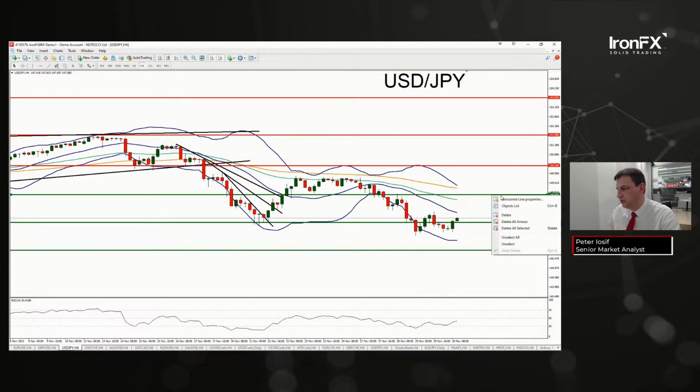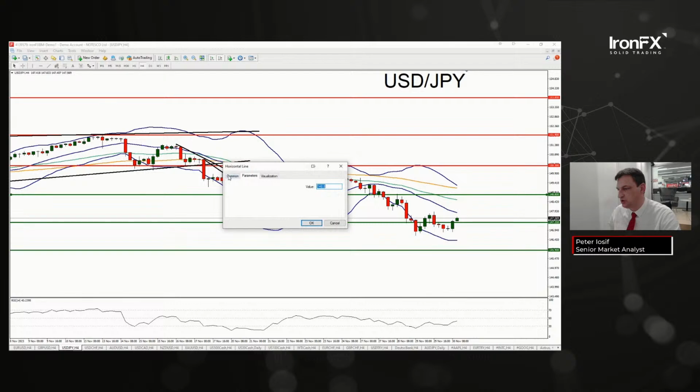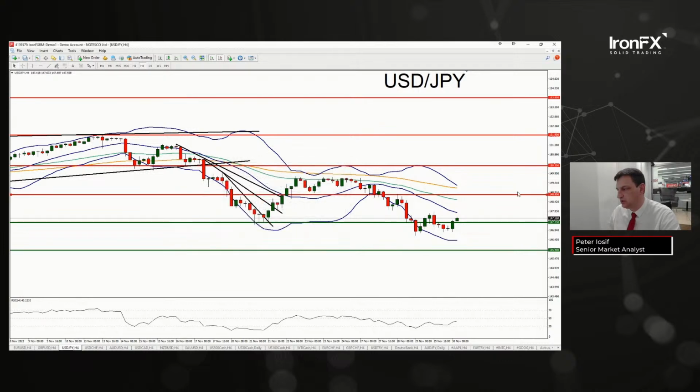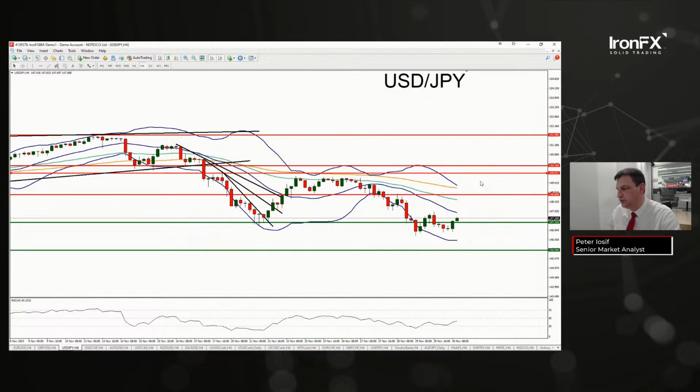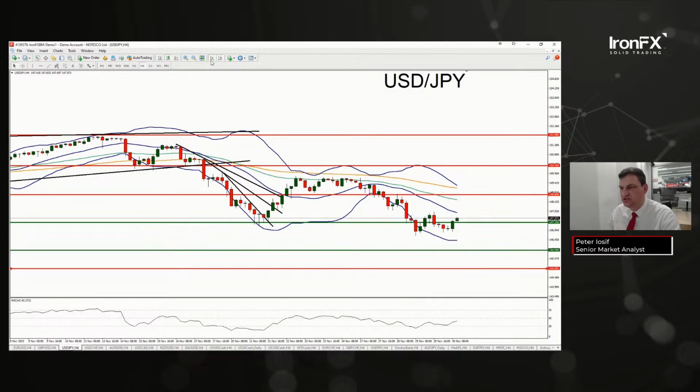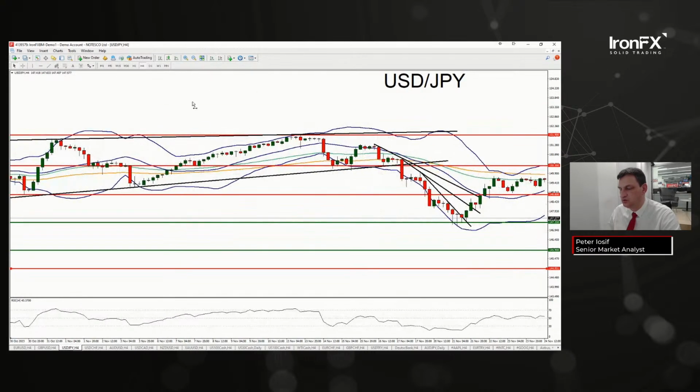Okay, definitely we have to switch the support line at 148.8 into a resistance line. Let's go hunting for a new ultimate support level.